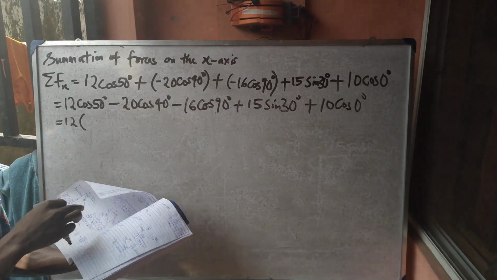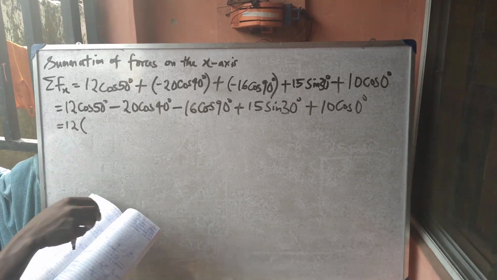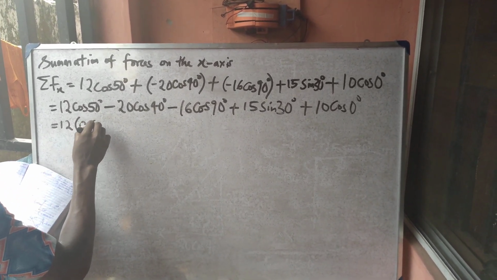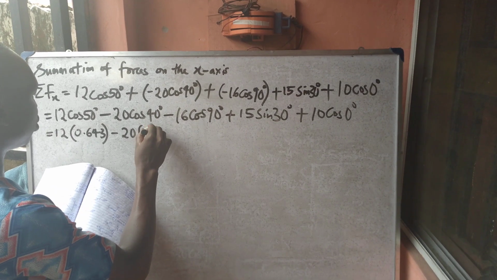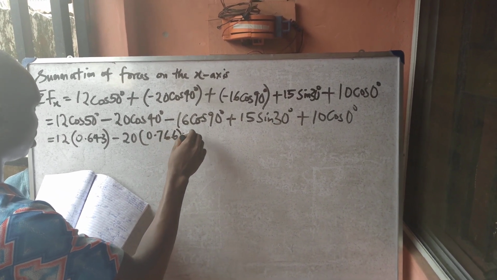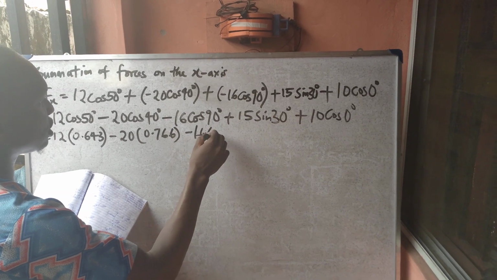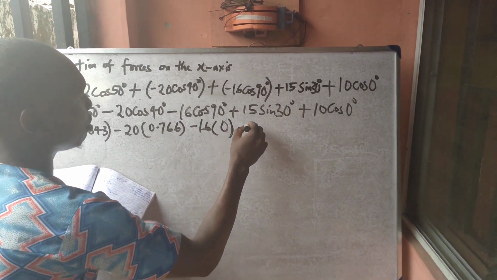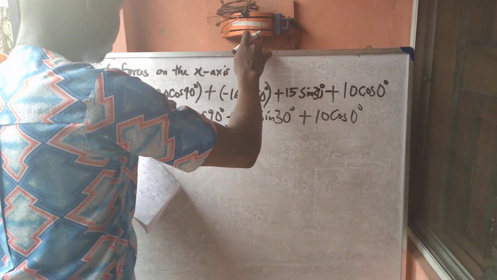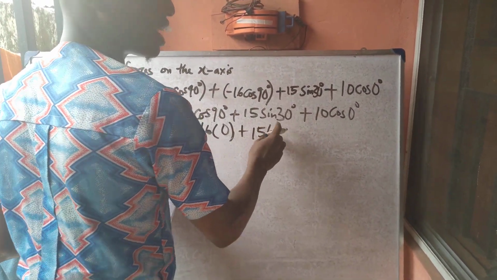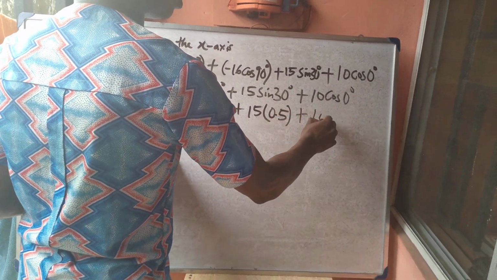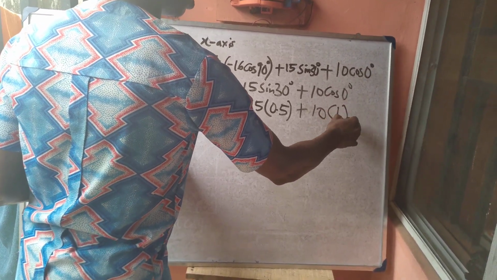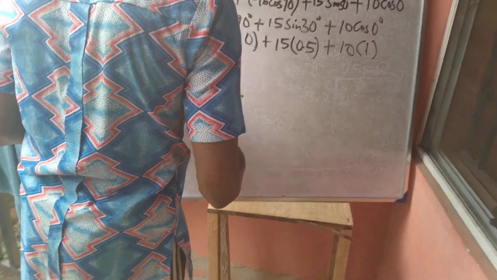Using your calculator, you obtain the value of cos 50, and cos 50 is 0.643, minus 20 into bracket cos 40 is 0.766, minus 16 into bracket cos 90 is 0, plus 15 sine 30 is 0.5, that is half, plus 10 cos 0 is 1. Okay, and when you multiply, you get further values.